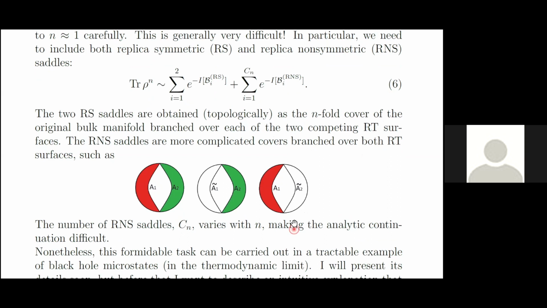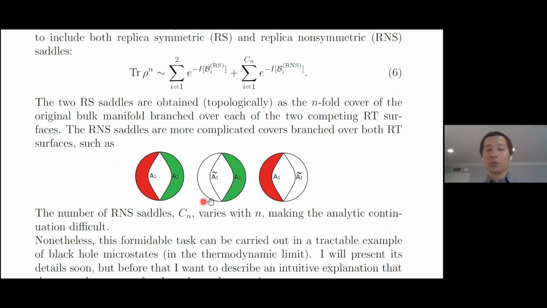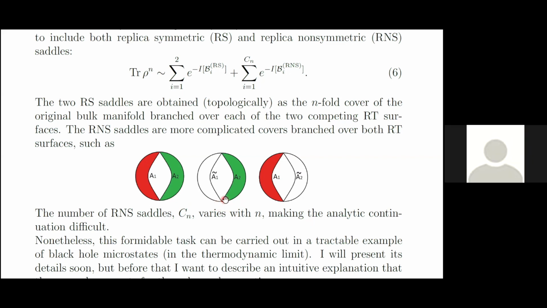She had a question. Yeah. What's the argument that it has to be branched across the original A1 and A2s? This is just a description of the topology, and then we solve the equation of motion and smooth out the conical excess. Is it guaranteed that after you solve the equations of motion, the A1 and A2 are going to be the same ones as in the replica symmetric saddles?